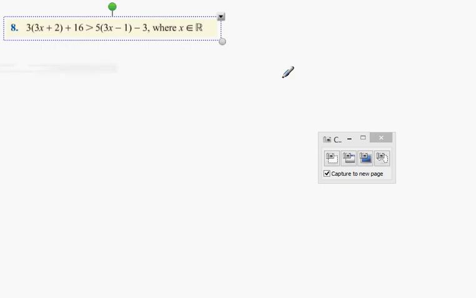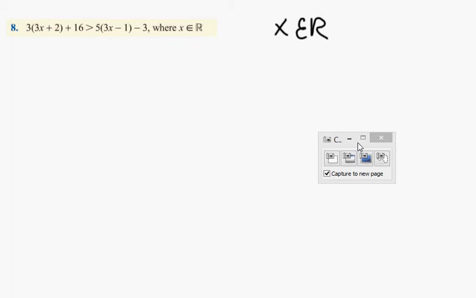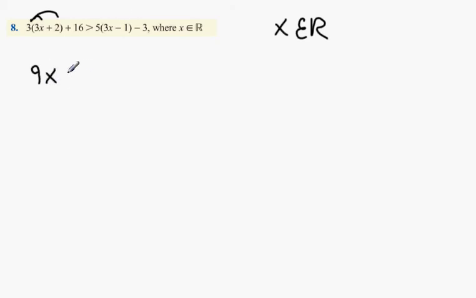Want me to draw a number line for x element of R, and I'll explain what x element of R means now. X element of R means that fractions, decimals, minus numbers, everything is included, okay? So what you always do with these questions is you'll multiply them out, and what you'll do is you'll put the x's on one side and all the other numbers over the other side.